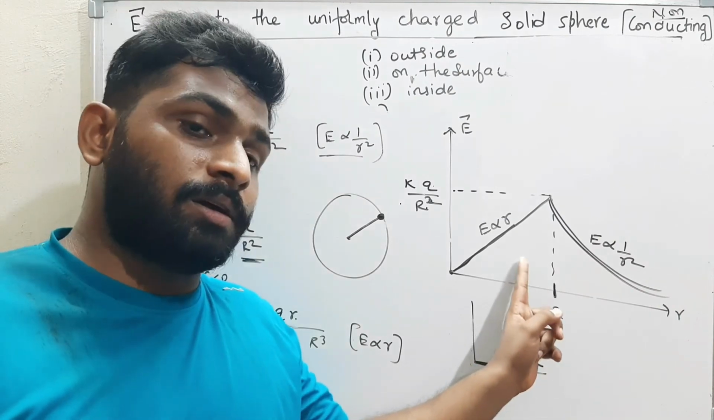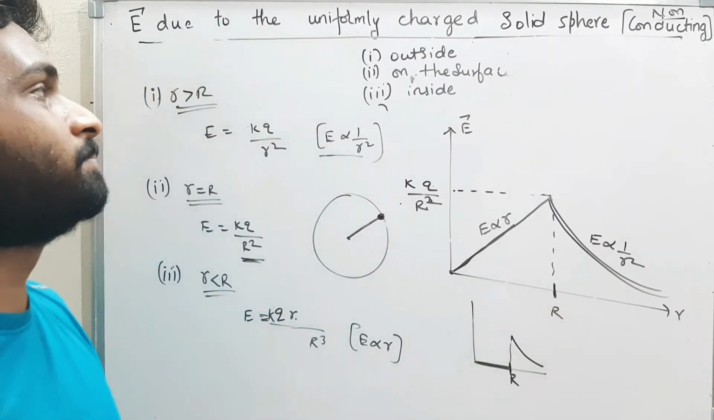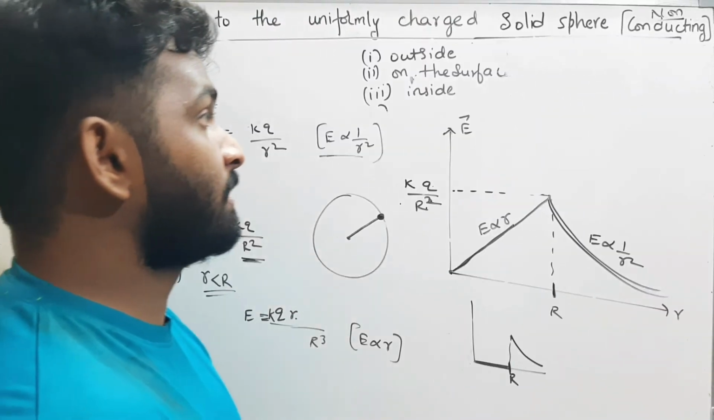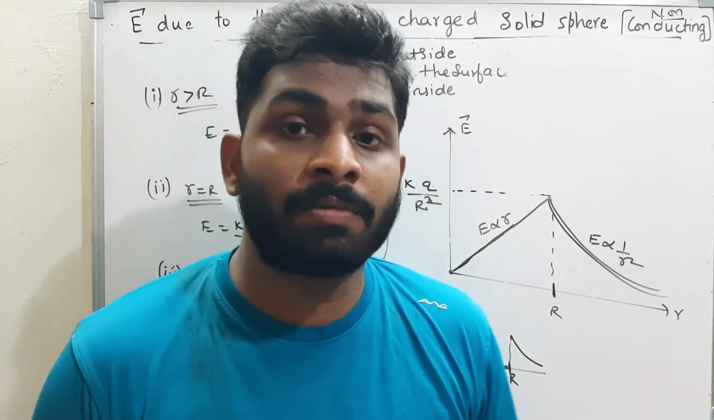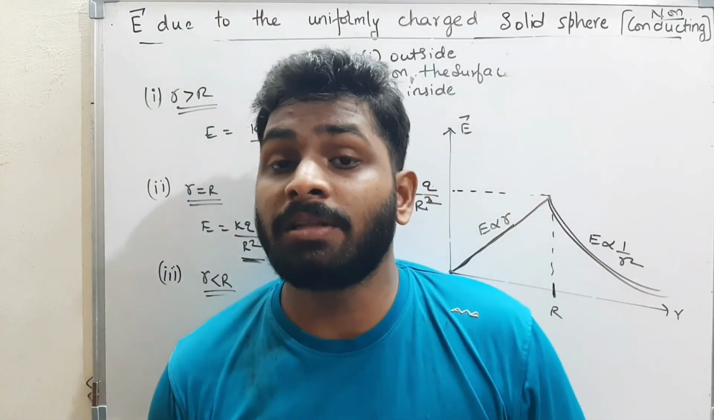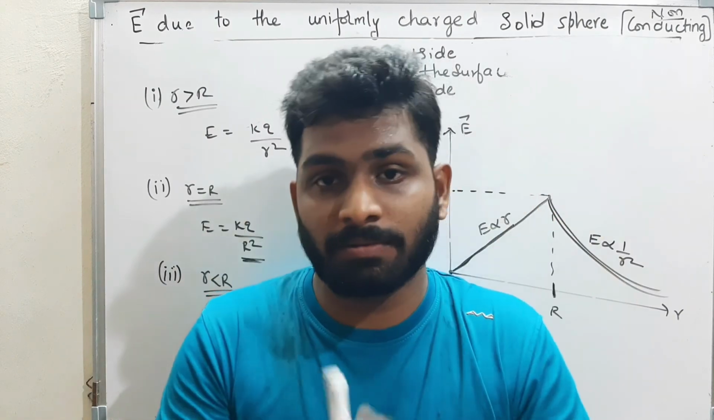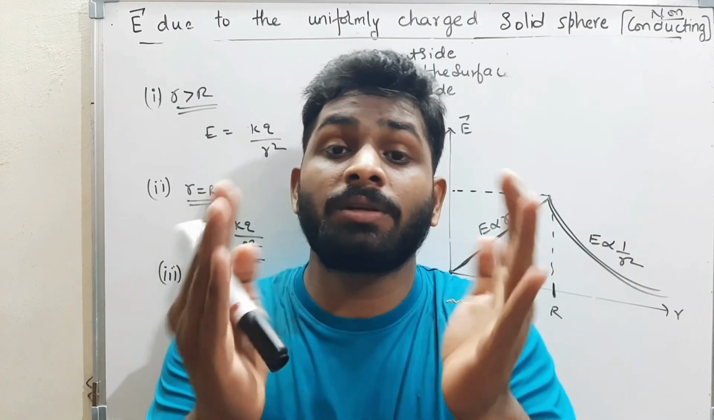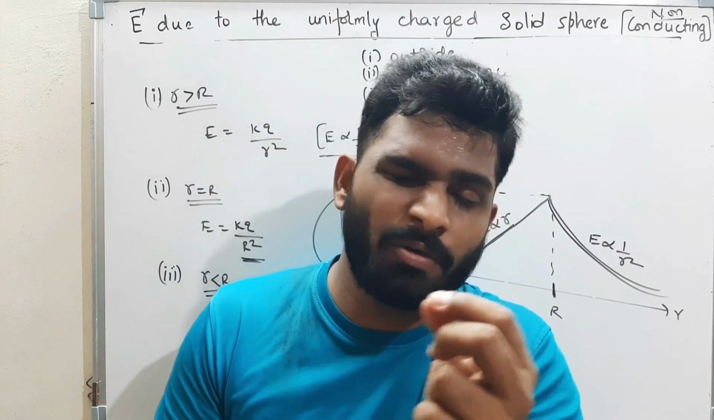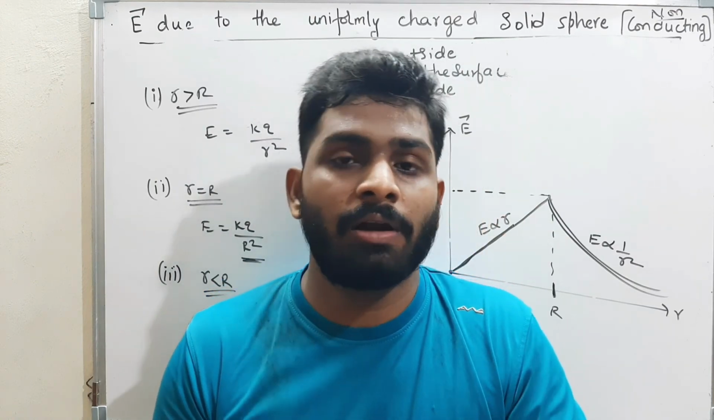I think the graph is clear. Okay, I think this is enough. In the next video we will see the electric field intensity due to two concentric shells, and we will solve one or two small problems and end that video.